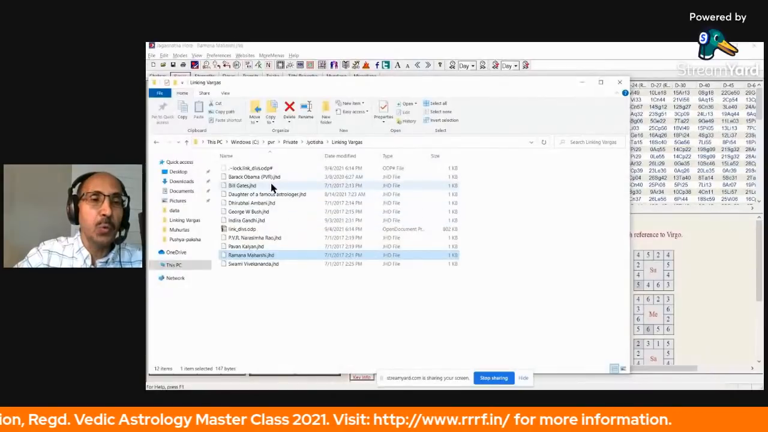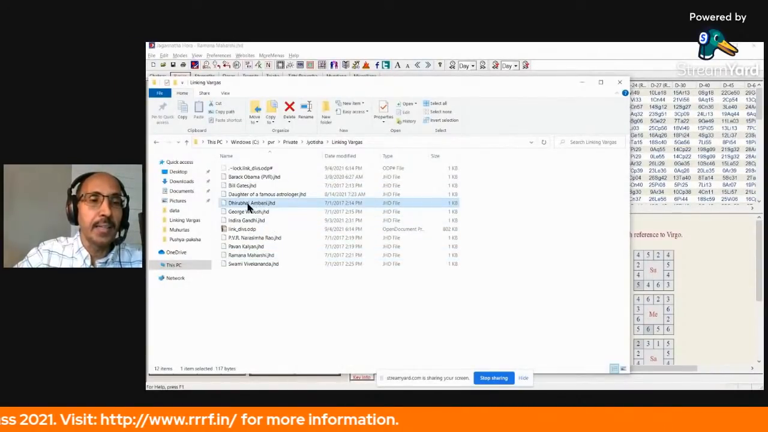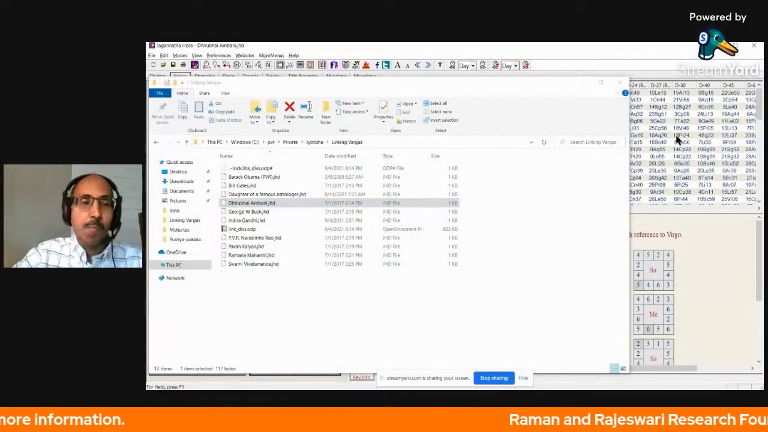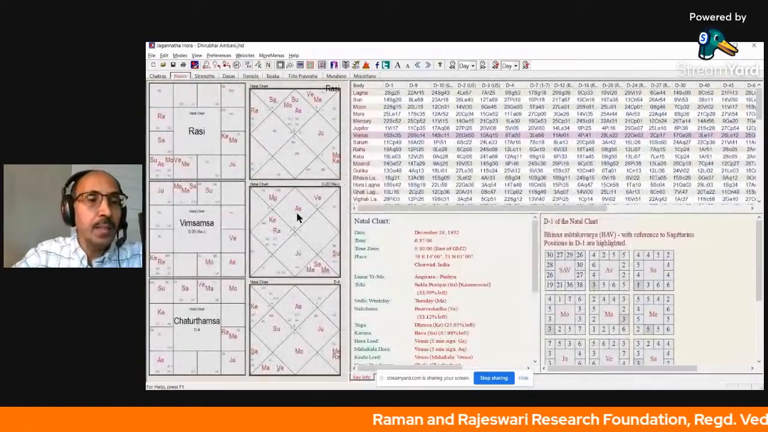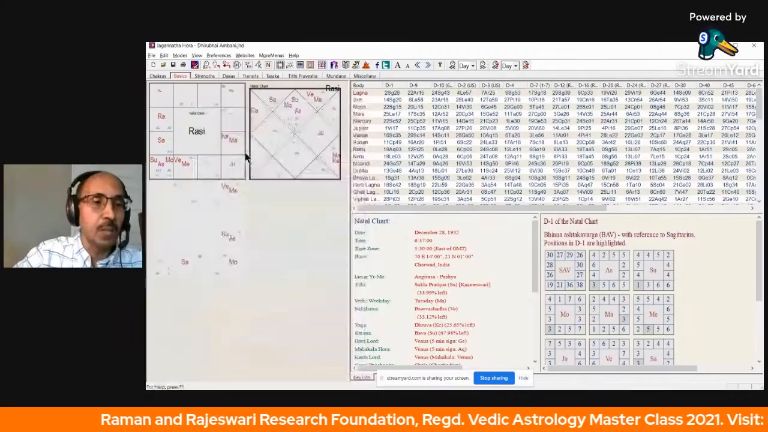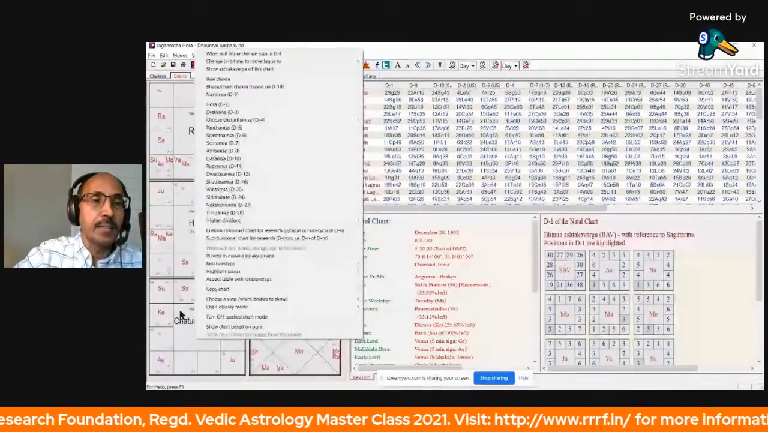Let us see a few material examples. Let's see Dhirubhai Ambani. This is a chart of Dhirubhai Ambani, whose Vimshamsa let us not look at. Let's look at the Hora chart and Dasyamsa chart.